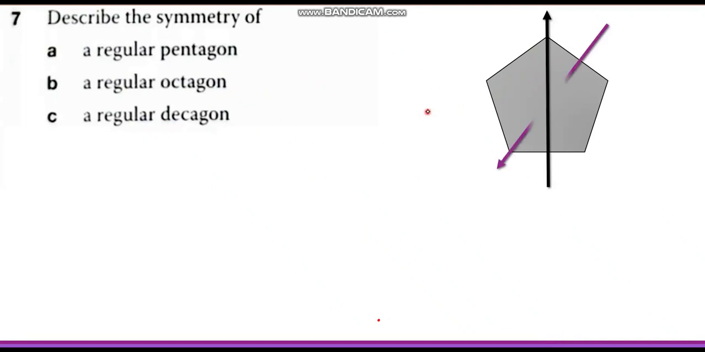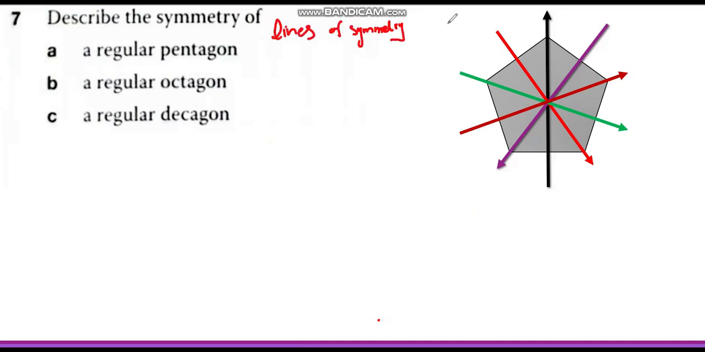So this is the first line of symmetry, this is the second line, and third line, and then fourth line and fifth line of symmetry. So there are 5 lines of symmetry, and the order of rotation is 5. So let's write down the lines of symmetry and order of symmetry, or we can say order of rotation. So in a regular pentagon, there are 5 lines of symmetry, and similarly, the order is 5.